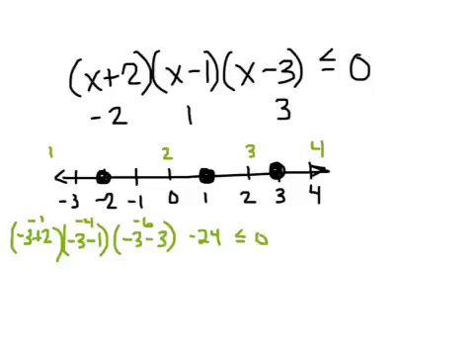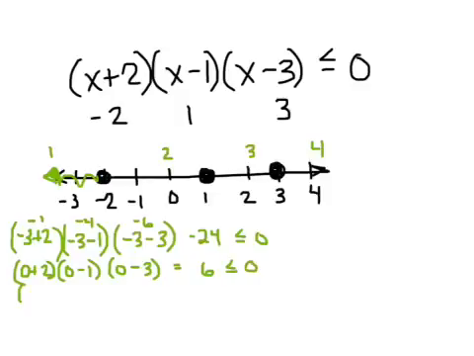Is that less than or equal to 0? Yes. Now I'm going to put 0 in there. 0 plus 2 is 2. 0 minus 1 is -1. 0 minus 3 is -3. When I multiply that together, I get 6. Is that less than or equal to 0? No. No shade. 2 plus 2, 2 minus 1, 2 minus 3. That's 4, 1, -1. When I multiply that together, I get -4. Is that less than or equal to 0? Yeah. 2 zones work.